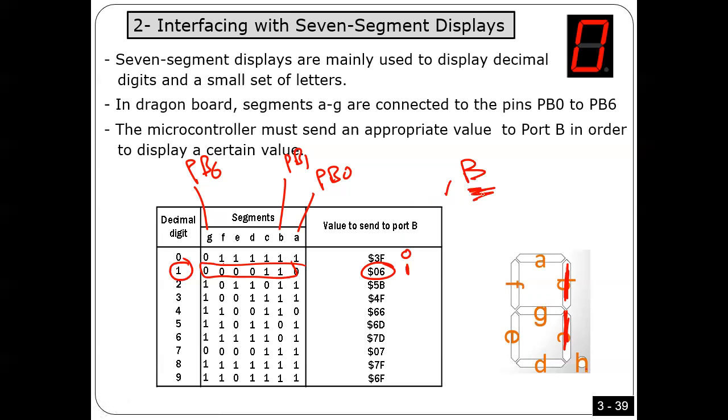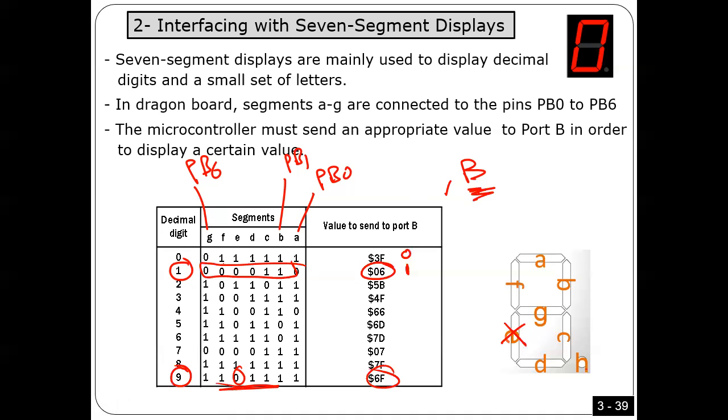Okay. Same thing for all of them. For example, in number 9, all of them on except E, and that's what I did here. So this code should be 6F. Is that clear, guys? Number 1, you understand how the 7 segment display looks like from inside. It's just LEDs. Every segment is just one LED.